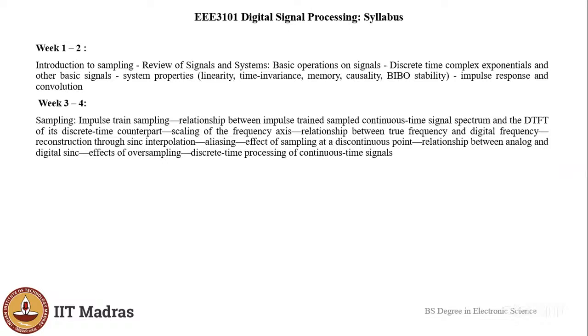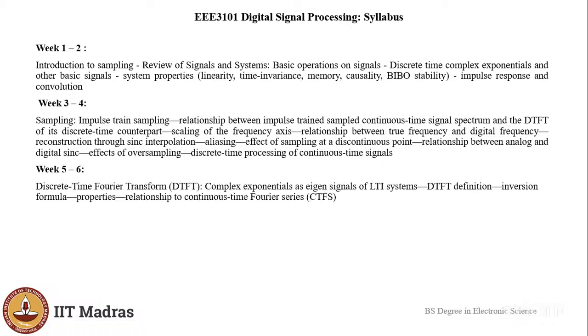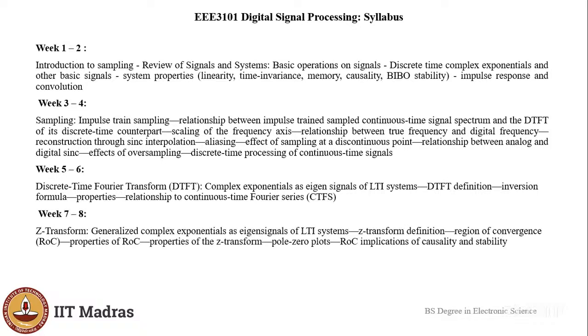All those effects, everything will be discussed in detail in week 3 and 4. Then week 5 to 6, you will be having discrete time Fourier transform. The properties of discrete time Fourier transform will be discussed. And week 7 and 8, you will be having Z transform. Again, the properties of Z transform, what are the implications, the region of convergence, all those things will be discussed in week 7 and 8.